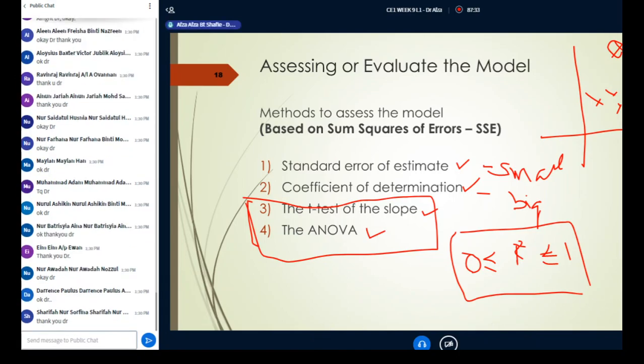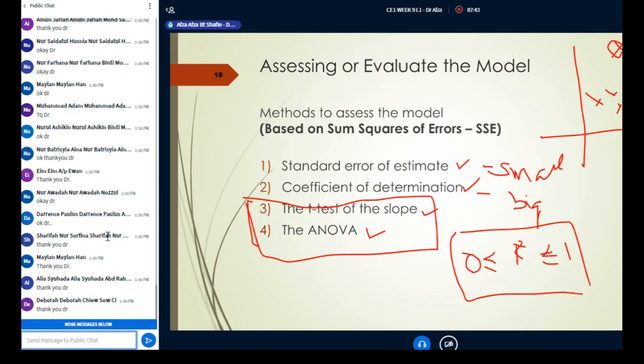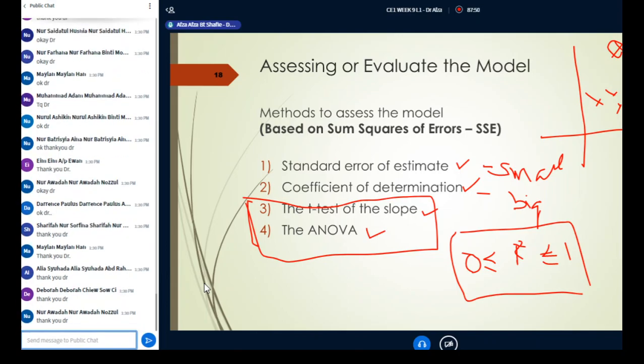Okay, so if you do not have any questions, I will stop here. I will do the same thing. The pages for the quiz will also appear. I think 5 questions for each page.